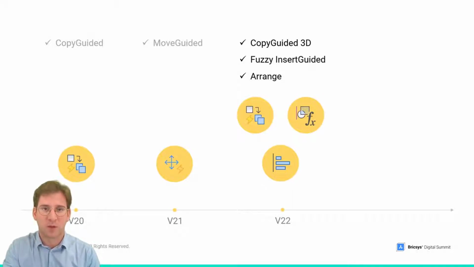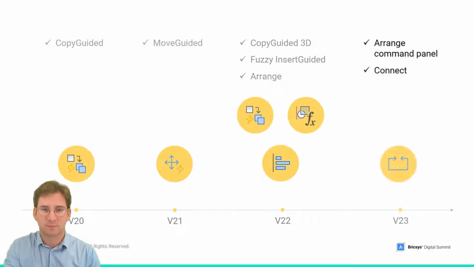thickness. BricsCAD V23 also brought the first version of the arrange command, enabling users to quickly align or distribute multiple objects in 2D or 3D. And today, with BricsCAD V23, we add a nice-looking command panel to the arrange command, increasing your productivity even more. Finally, we've also added the connect command, which connects multiple curves in a 2D plan, even if they're not touching.